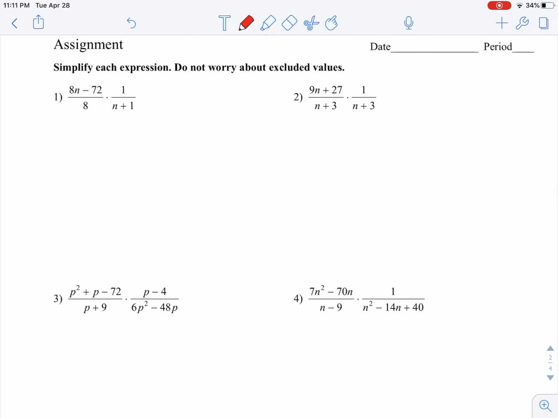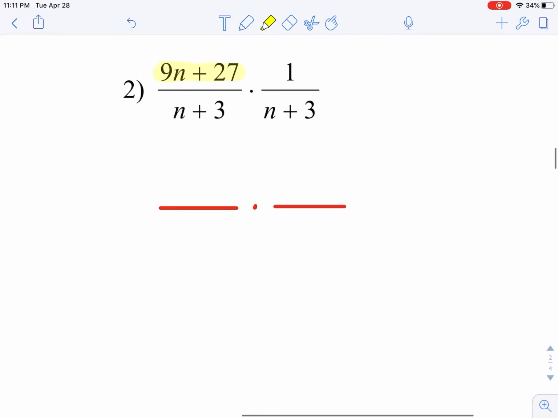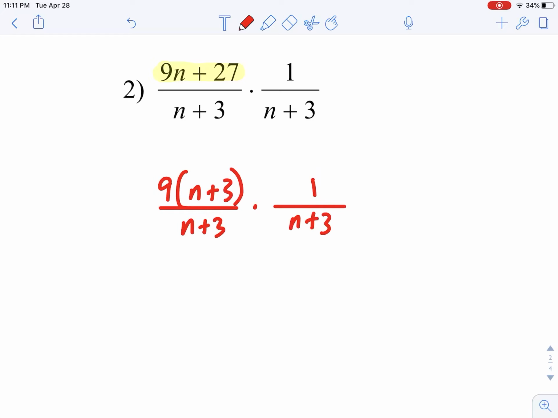Okay, so what do we do? Factor and then cancel. Is there anything in this expression that can be factored? This numerator right here, 9n and the 27, you can actually do common factoring and factor out a 9. That's going to leave you with n plus 3. The rest cannot be factored. There's no way you can divide anything out or anything like that. So the only thing that factors is the numerator there.